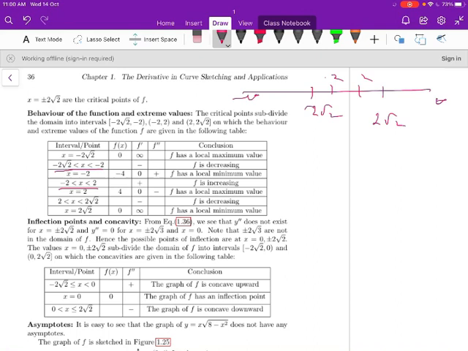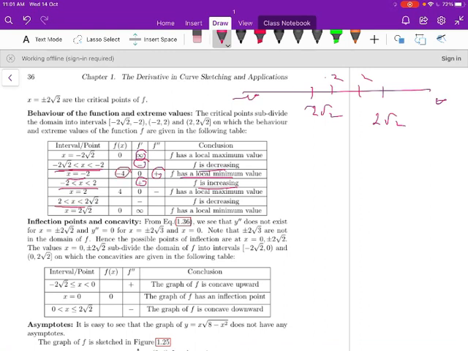You can observe that at x equal to minus 2 root 2, f dash is positive infinity and f has a local maximum value. For any value in the interval minus 2 root 2 to minus 2, f dash is negative, f is decreasing. For any value between minus 2 and plus 2, f dash is positive, therefore f is increasing. At x equal to minus 2, f double dash is positive, therefore f has a local minimum value. The local minimum value is minus 4.